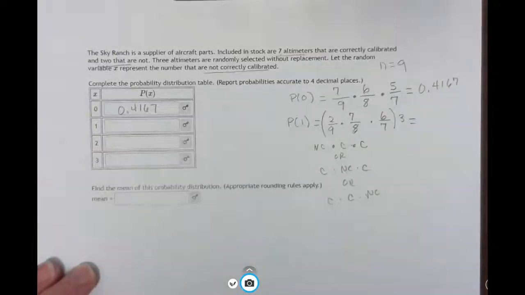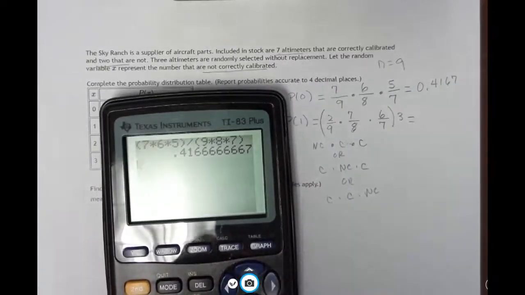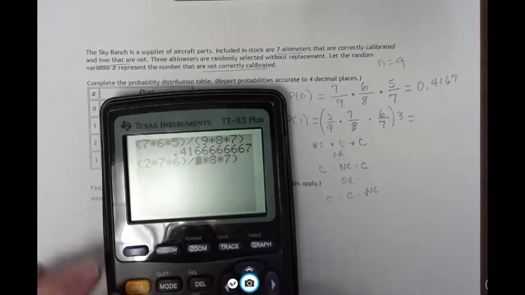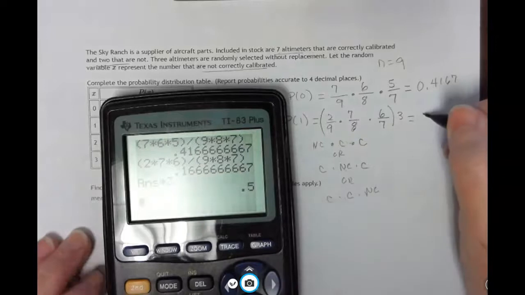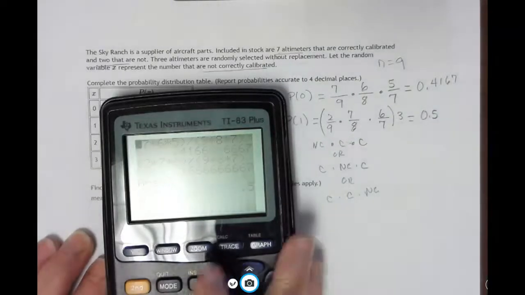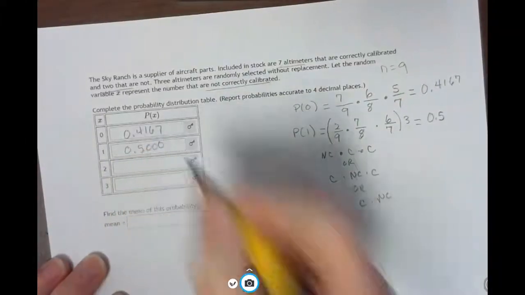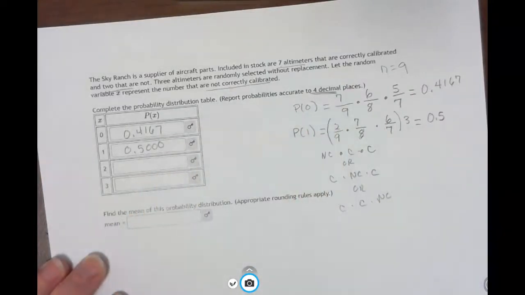All right, so let's look at this. Bring my calculator back up. And we're going to do 2 times 7 times 6 divided by 9 times 8 times 7. Oh, I forgot. Let me insert my parenthesis here. And then get that answer and multiply it times 3. So it looks like it is 0.5. So 0.5, and I'm just going to put zeros after it, since it's rounded to 4 decimal places is what we're told to do.